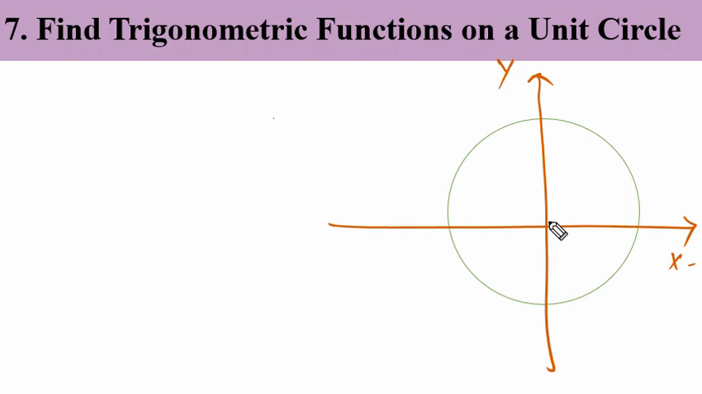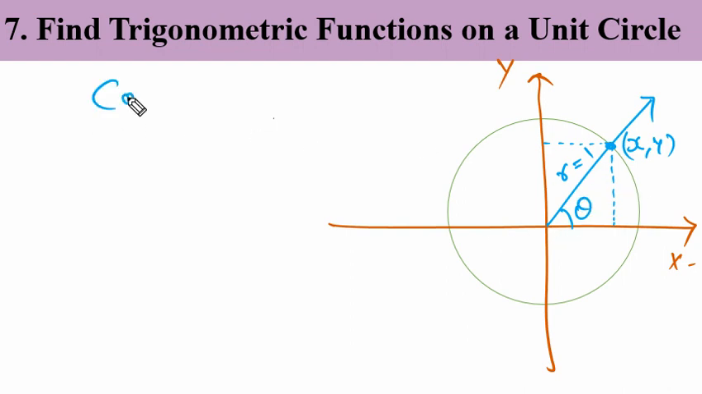Let's say we have a terminal side which makes some angle theta here, and this is the point x comma y. Okay, and if I say this circle is a unit circle, the radius made by this terminal side will be 1. Now in this case, this is your y coordinate and this is your x coordinate, right? Length. Now how will we find cos theta?